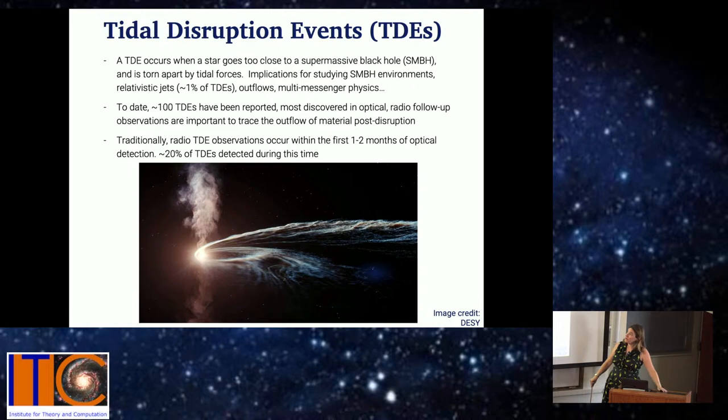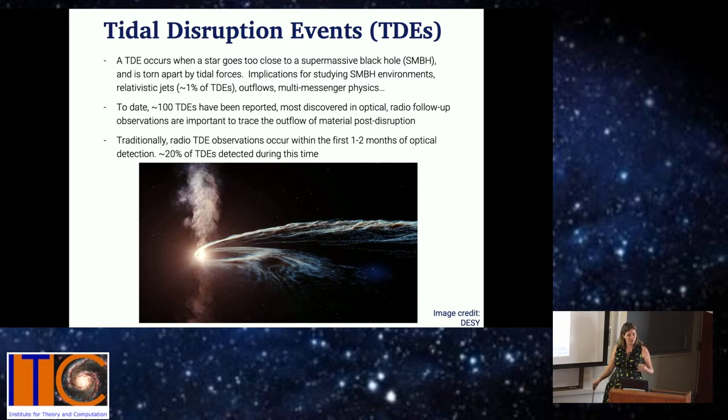What I'm going to talk about today are tidal disruption events. A tidal disruption event occurs when a star gets too close to a supermassive black hole and is torn apart by the tidal forces surrounding it. There are a lot of interesting implications for why we care about TDEs. Basically, you can use a supermassive black hole and its environment as a laboratory, to see how a sudden accretion of material changes the environment. You have the potential for relativistic jets that are launched when a TDE happens.